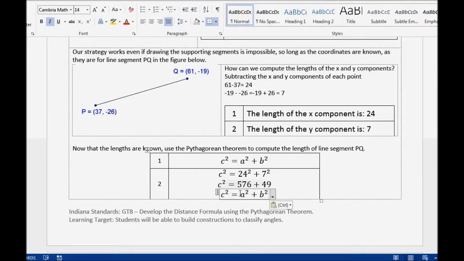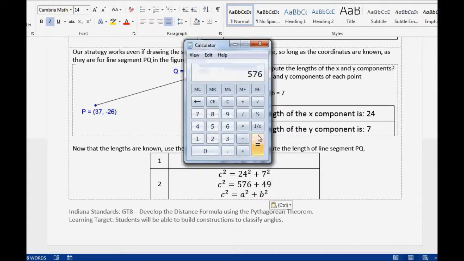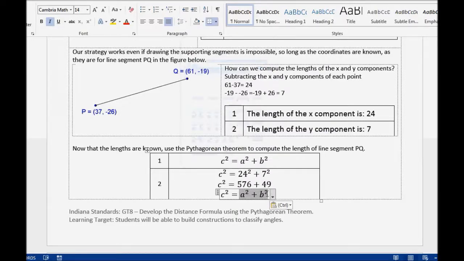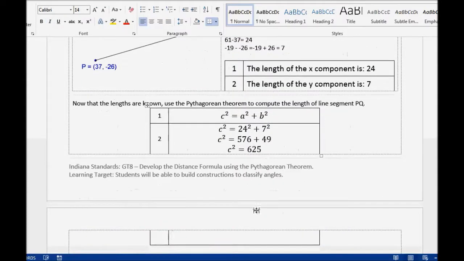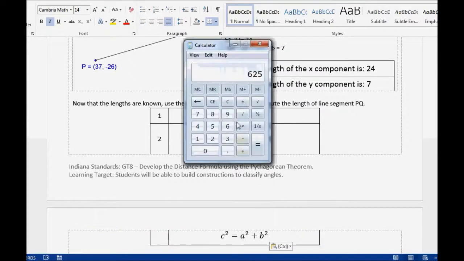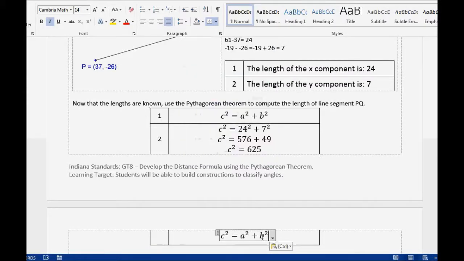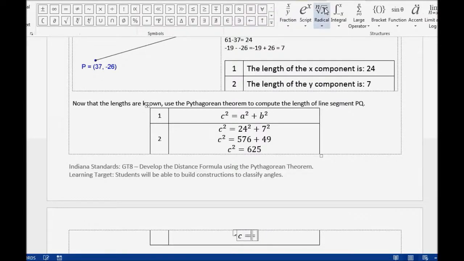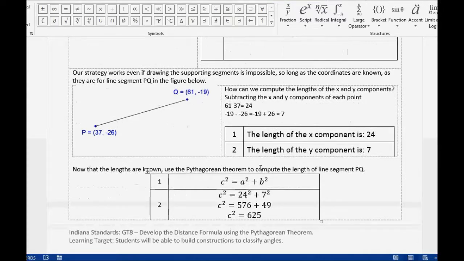Then c squared equals the sum of these two things. So what have we got there? You know what? Let's not make a mistake. 576 plus 49. Alright, that's 625. And the square root of 625 is 25. So c is equal to the square root of 625, which is 25 units. So the length of PQ here is 25 by the Pythagorean theorem.